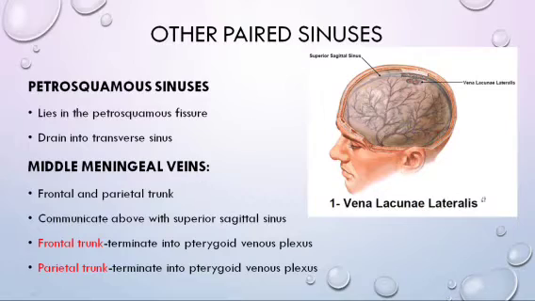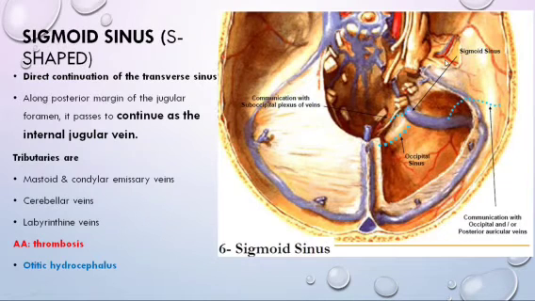Even some books say that middle meningeal veins also are considered paired dural venous sinuses, but some books do not say this. Okay. So if you see the petrosquamous sinus, it lies in the petrosquamous fissure. It drains into the transverse sinus. So this is the petrosquamous fissure here.